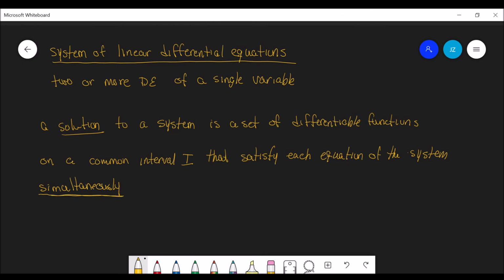This part is important. If the set of functions satisfies every equation in the system except for one, it cannot be a solution. It must satisfy every single equation in the system. We're going to see this for a simple system and a simple set.